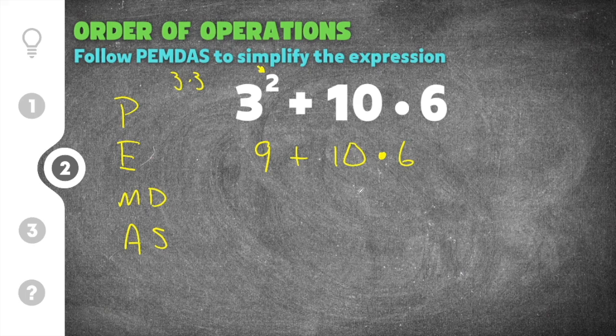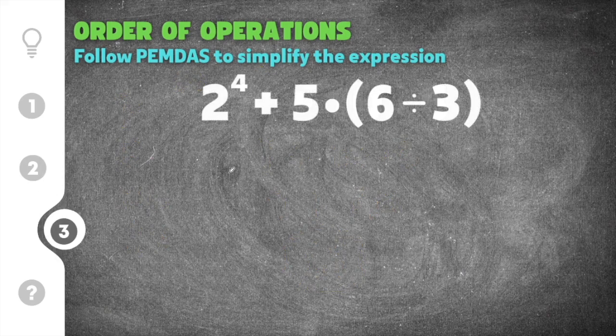10 times 6 is 60, and then you have to bring down the 9 plus 60. And now we're left with 9 plus 60, and we can do our addition now. And 9 plus 60 is 69. So 69 is going to be our solution to this order of operations problem.